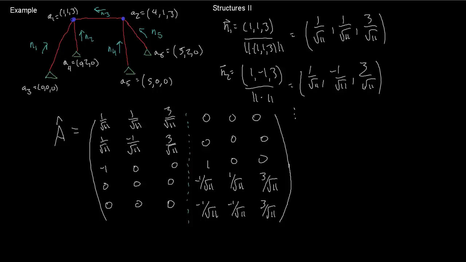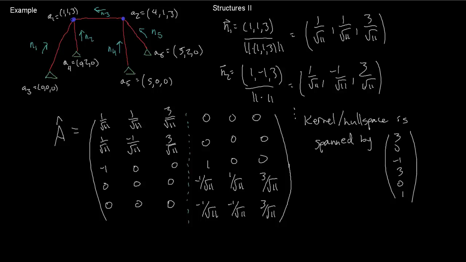So here's my reduced matrix A. Unfortunately, it still has a kernel, or rather, it still has a null space, even though it is a 6 by... is it? Oh, okay. Well, that's not surprising then that it has a null space. So the null space is spanned in this case by (3, 0, minus 1, 3, 0, 1). And this corresponds to, well, an instability, what we were calling a mechanism.